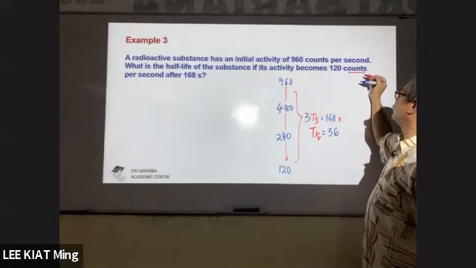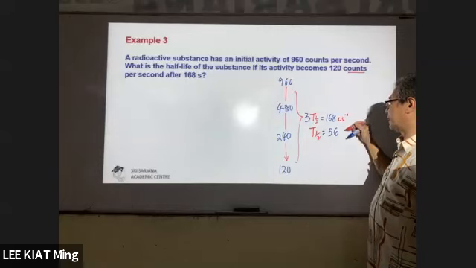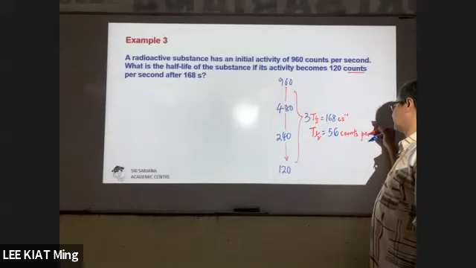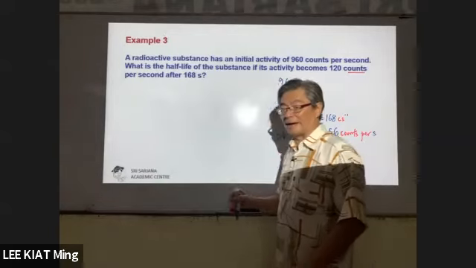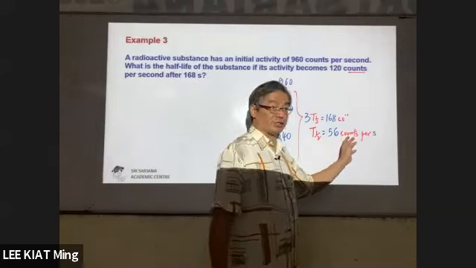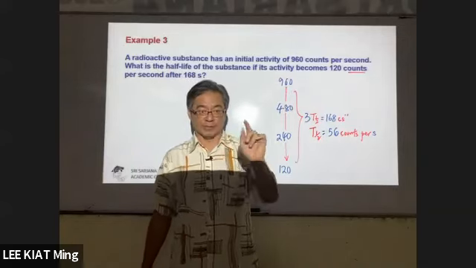Here you use the unit counts per second. Okay? Counts per second. Then you write back counts per second. Use back the same unit. In other words, you give out 56 radiations in 1 second. Okay? Don't use your own unit, use what is given to you.